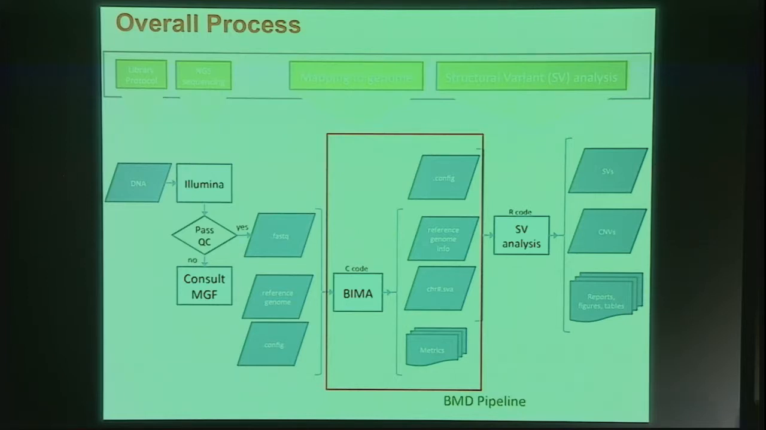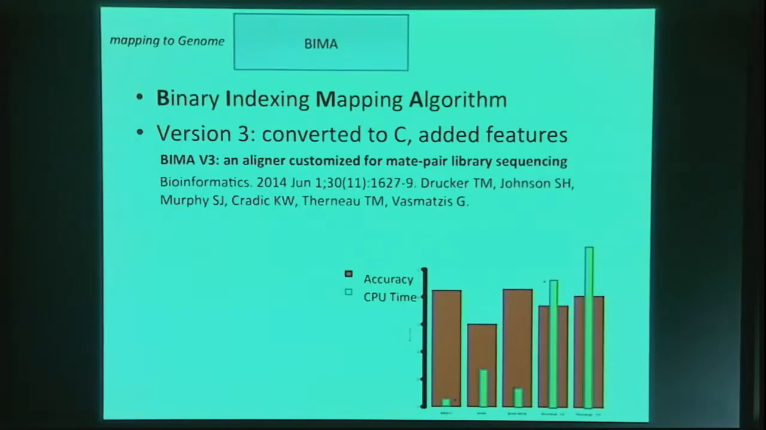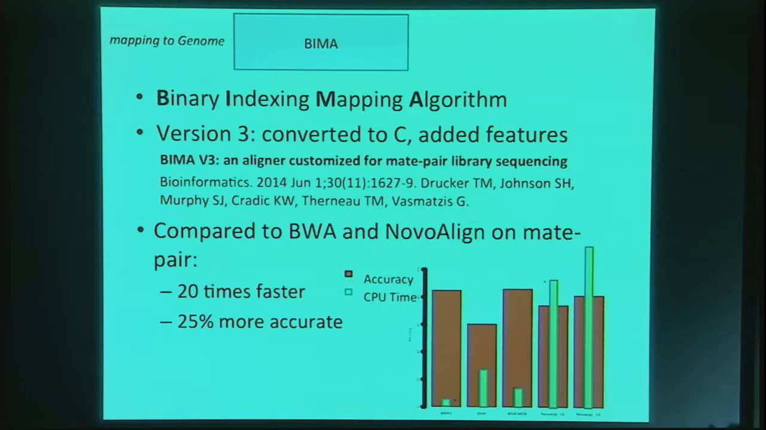And then we developed all the algorithms to analyze this kind of data. We developed BIMA. BIMA is a binary indexing mapping algorithm. It actually takes nucleotide sequence, letters, converts them to binary numbers, zeros and ones, and then uses interesting computational tricks to map things. So if you compare it with BWA or NovoAlign, it's much faster and much more accurate for mate-pair sequencing than the other techniques, and that's published in this paper here.